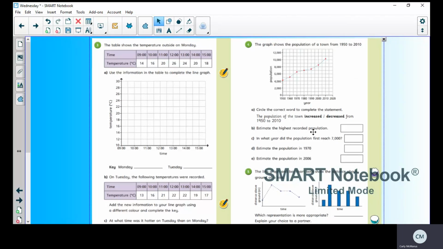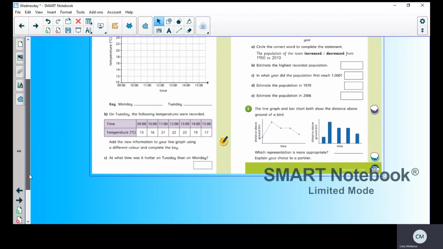Estimate the highest recorded population. So the highest amount of people. In what year did the population first reach 7,000? We'll have a look where 7,000 would be and go across, see what year it was. Estimate the population in 1970. So find 1970, find out how many people were there then. Estimate the population in 2006, and so on.